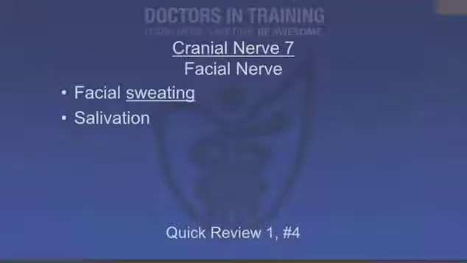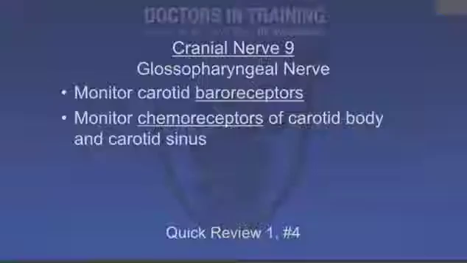But moving on to the next cranial nerve that's parasympathetic is cranial nerve 7, which is your facial nerve. So some of the things that this nerve is going to do is cause facial sweating and also salivation. Cranial nerve 9 is your glossopharyngeal nerve. So cranial nerve 9 monitors your carotid baroreceptors, also monitors your chemoreceptors of your carotid body and carotid sinus.